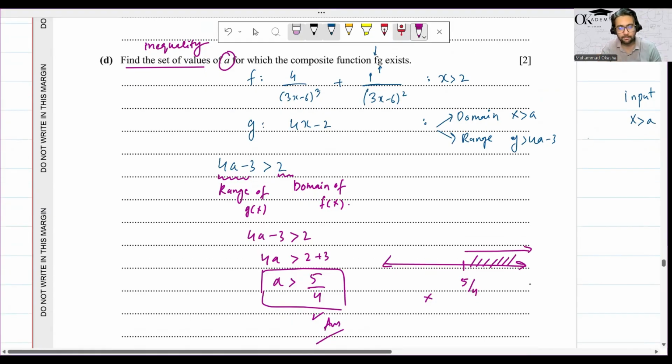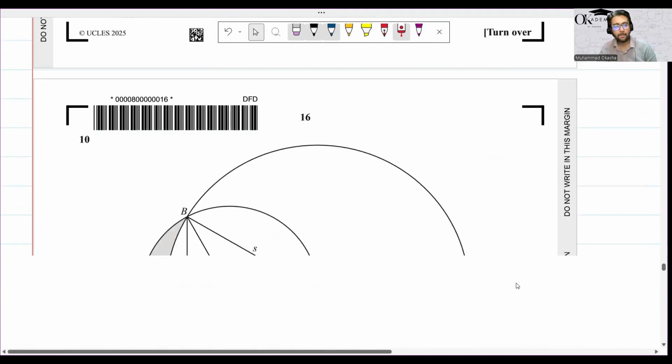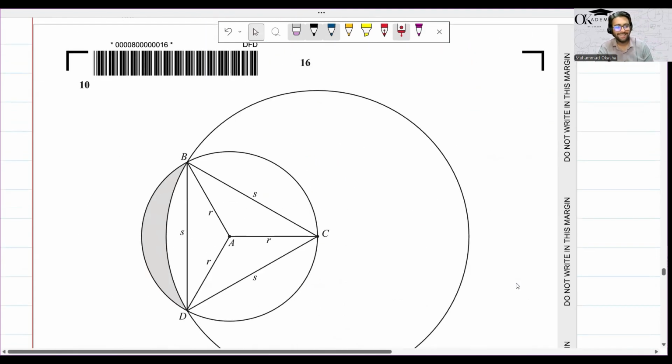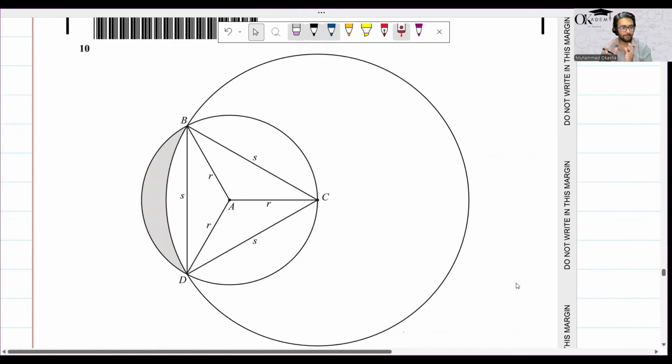Yeah, a daunting one. It looks scary, but it's actually not that scary. Interesting. If you ever studied biology, it looks like a diagram of a human eye. You have a retina and a lens. It looks like this. Anyways, let's go to the question.